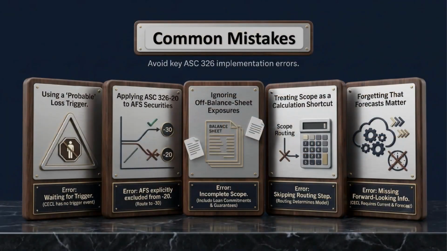This slide gives common first day mistakes. The first mistake is using a probable loss trigger under CECL, which belongs to the old model. The second is applying ASC 326-20 to available for sale debt securities, even though they belong in dash 30. The third is ignoring certain off balance sheet credit exposures, such as commitments or guarantees, that may fall in scope. The fourth is treating scope as a shortcut and jumping into calculation. The fifth is forgetting forecasts. CECL without forecasts is like tea without water. Technically, you may have ingredients, but the result will not work.